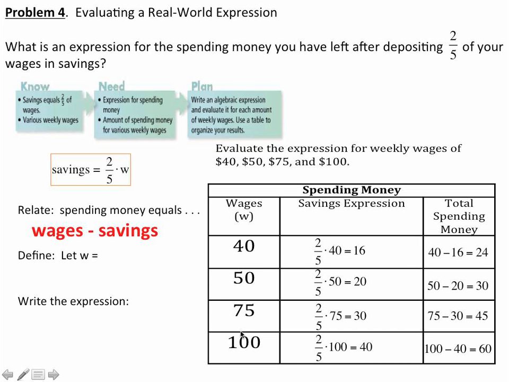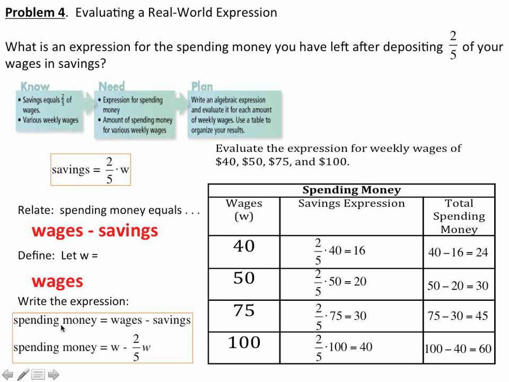So look at what you did in the table. If W is the wages, how much you earned, then my expression is just the wages minus the savings. And the savings is 2/5 of the wages. So my spending money is the wages minus the savings. The wages are W, minus the savings, which are 2/5 of W. So my spending money is the wages minus 2/5 of the wages.